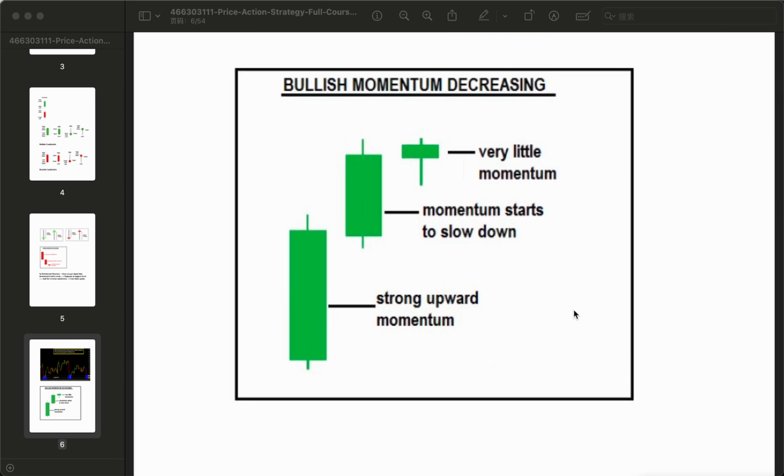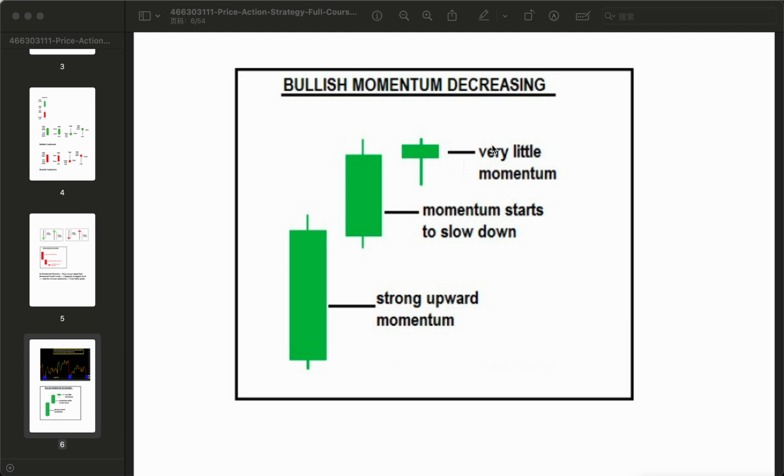Okay, so we are here looking at a bullish momentum decreasing. It's very similar but labeled in a different color, a green one. So you see the strong upward momentum. You start seeing a bigger greenish area, and then you see the momentum start to slow down with less greenish area, and then the greenish area becomes very small. So you're seeing the bullish momentum diminishing.